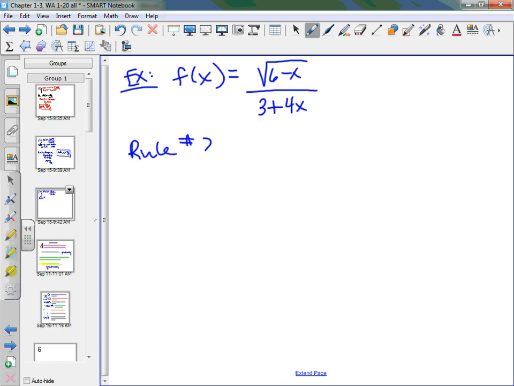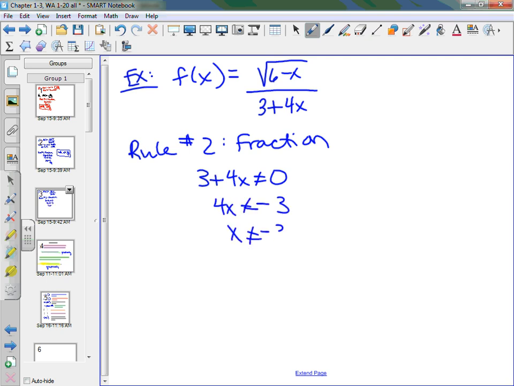Rule number 2 is my denominator fraction rule. So what does my denominator fraction rule say? Three plus 4x cannot equal 0. So 4x cannot equal negative 3. x cannot equal negative 3 fourths. Okay? Yay. My denominator fraction. What is my next one?